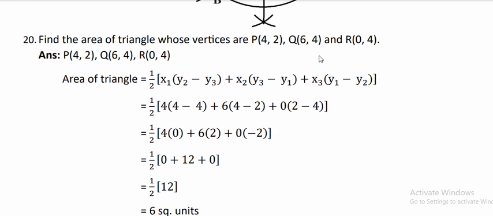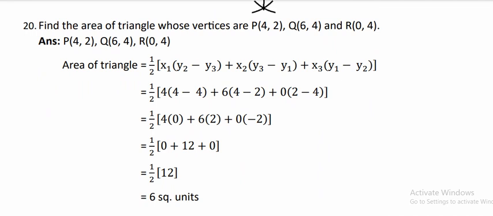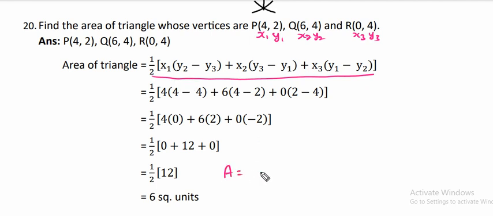Find the area of the triangle whose vertices are given. Here you consider this as x1 y1, this as x2 y2, and this as x3 y3. Here I will show you how to write the formula easily. If you memorize it, that's okay. But if you get any confusion writing this formula, I will show you how to write the area of the triangle. Area of the triangle is equal to, you write like this.